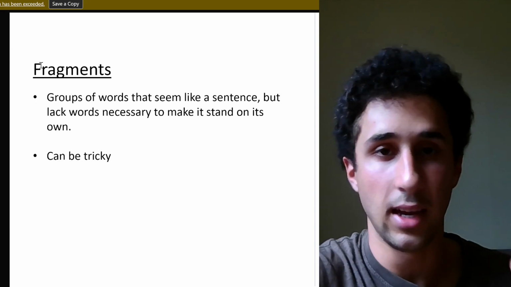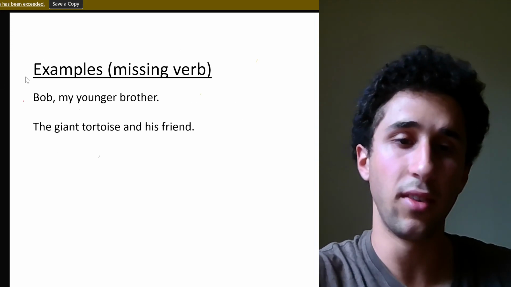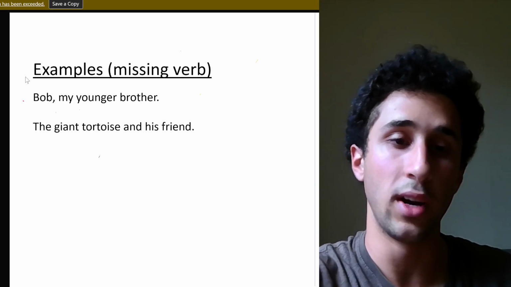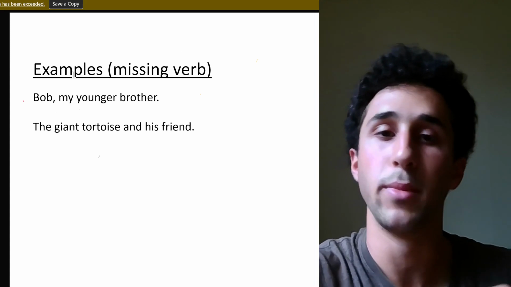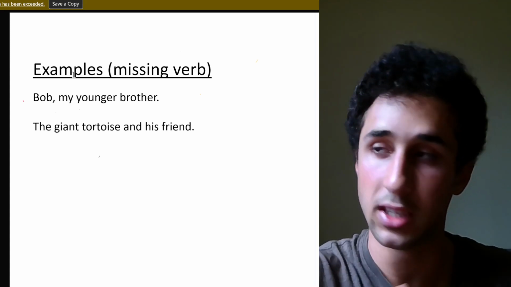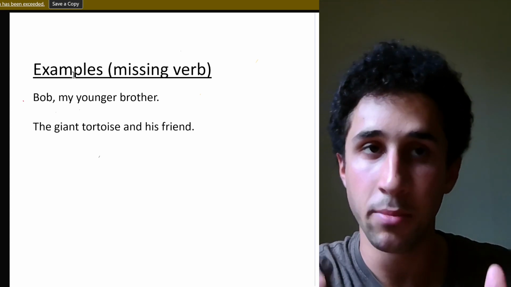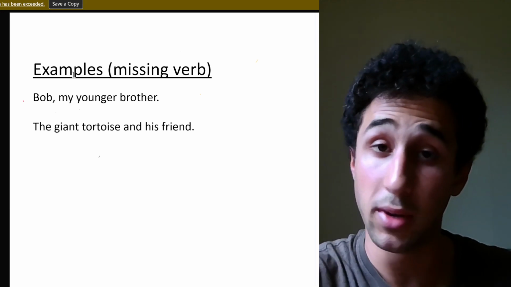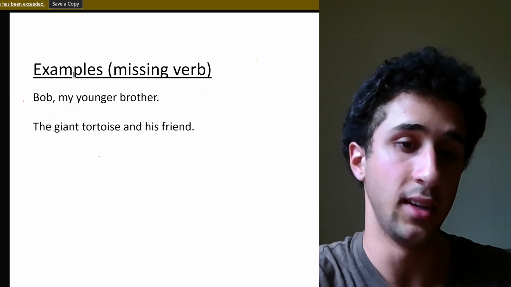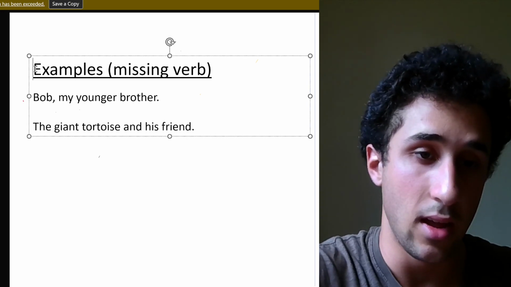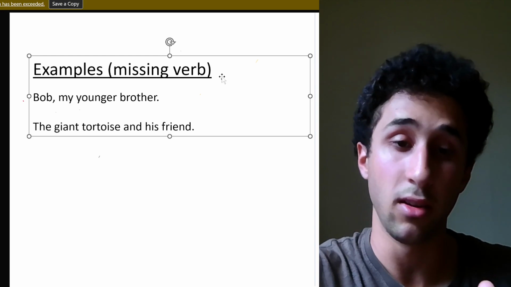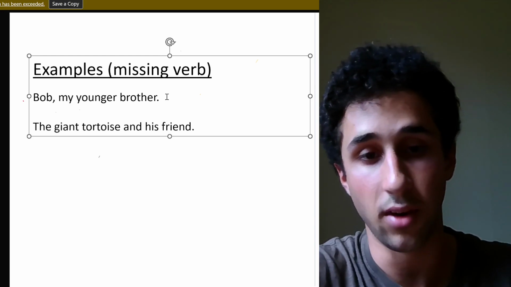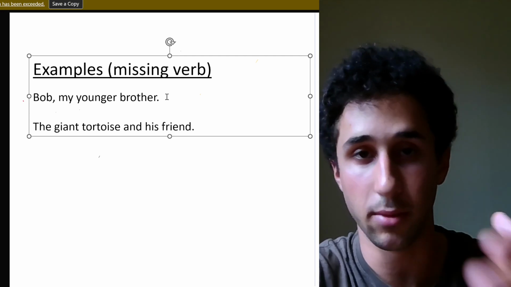Getting into the examples here. So there are different examples of sentence fragments. One example would be one where it's missing the verb. Now, if you watched the previous video, you'll know that every complete sentence has at least two parts to it. It has a subject and a predicate. If we're missing one of those parts, we're not going to have a complete sentence. So in this case, the predicate usually includes the verb in it. So if we're missing the verb, we have a problem because that means we're missing the predicate.